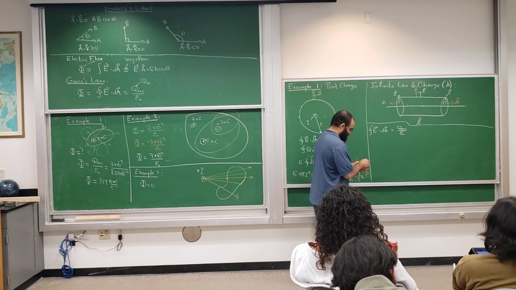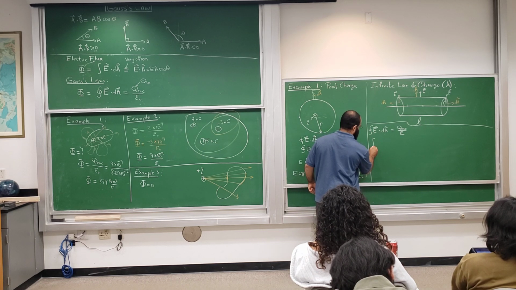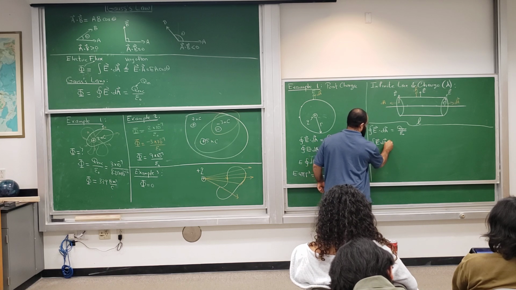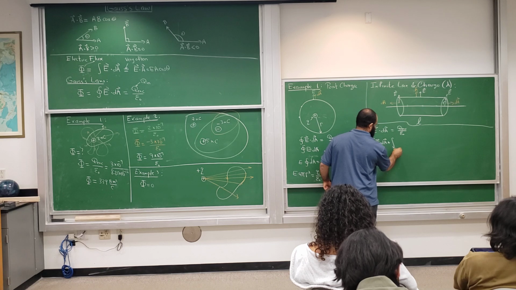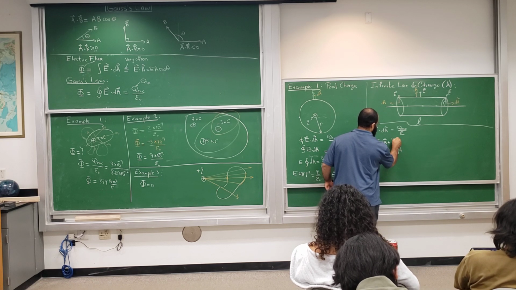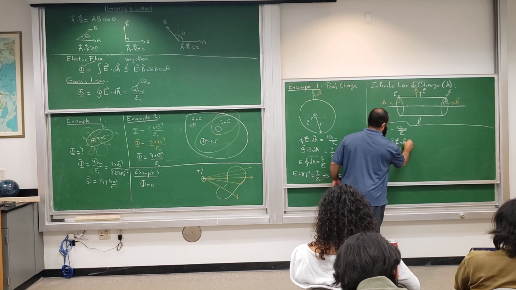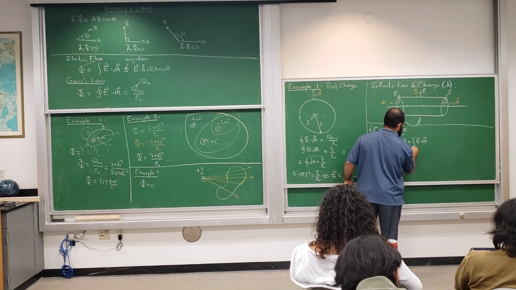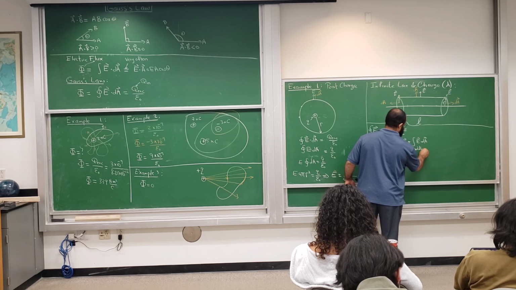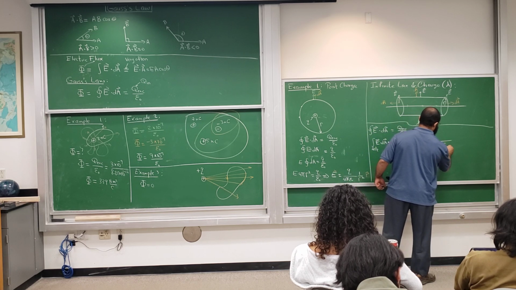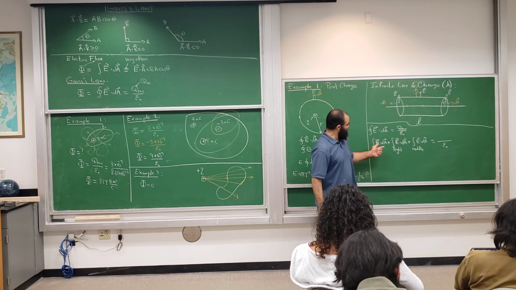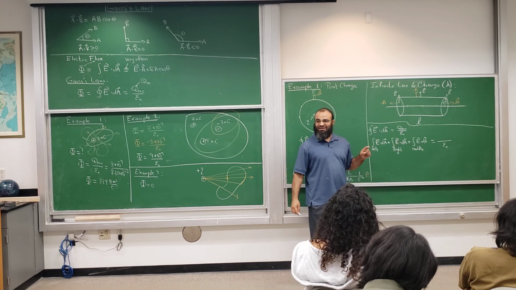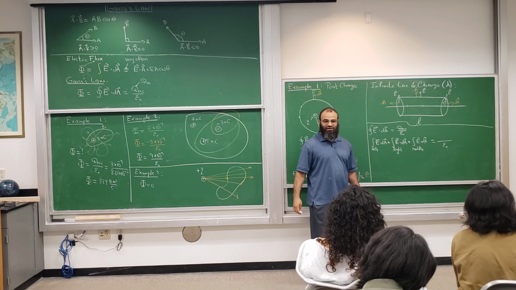This closed integral is going to be the integral over the left part, E dot dA, plus the integral over the right part, E dot dA, and then plus the integral E dot dA in the middle, equals Q enclosed over epsilon naught. It seems like we made it worse. We traded one integral for three. But most of them are going to cancel. They're going to be zero.